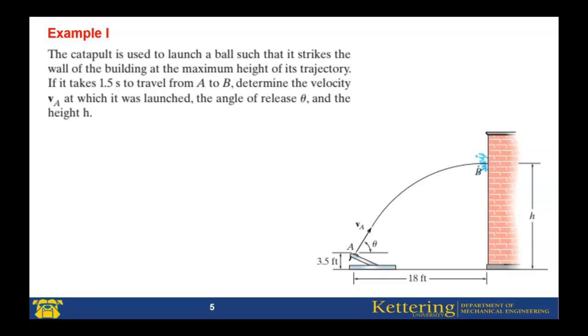It's a catapult used to launch the ball such that it strikes the wall of the building at the maximum height. This edge is the maximum height, and it takes 1.5 seconds to go from A to point B. We want to find VA, the angle of release, and also the height when it hits the wall. This is a type of projectile motion.